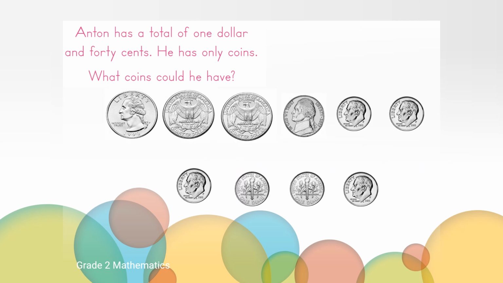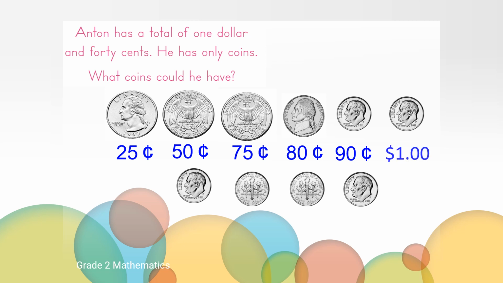Here's another way you may have made $1.40. There are 3 quarters, 1 nickel, and 6 dimes. Let's count it together. 25, 50, 75, 80, 90, $1, $1.10, $1.20, $1.30, $1.40. Maybe you had another way to make $1.40 with coins that we didn't show. There are lots of different ways.